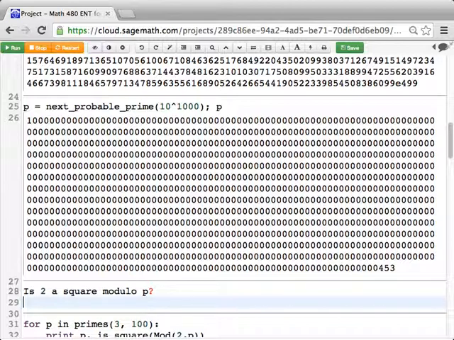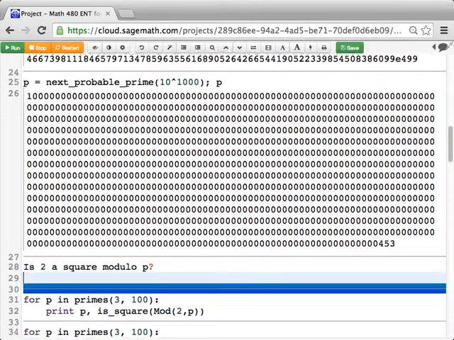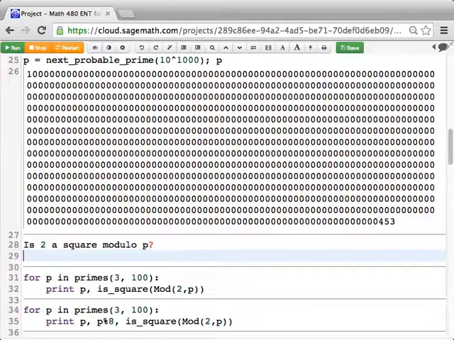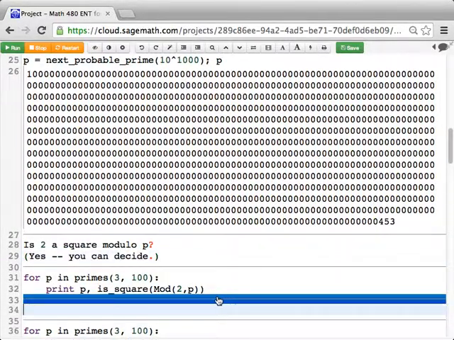I hope that at this moment in time you don't know how to answer that question, but in 5 minutes you will. And you'll learn something today, hopefully. So that's a motivating question. Given some huge prime, can you decide whether 2 is a square mod p? The answer is yes, we can decide. I have no idea what the actual answer is, but we'll find out soon enough.